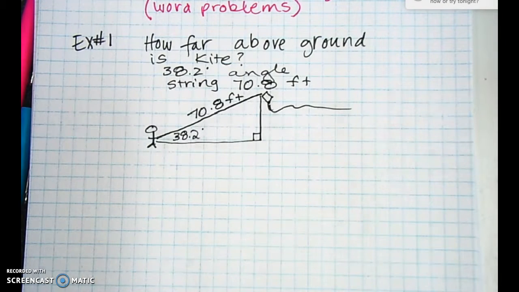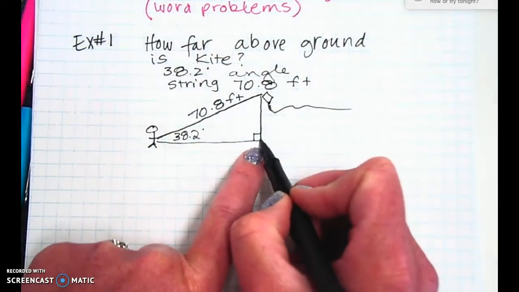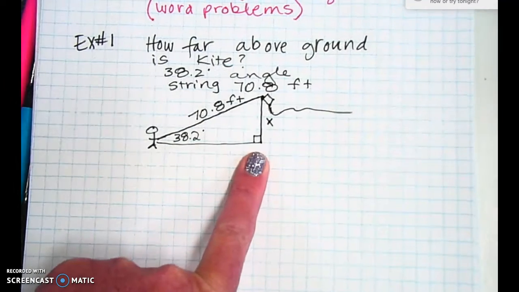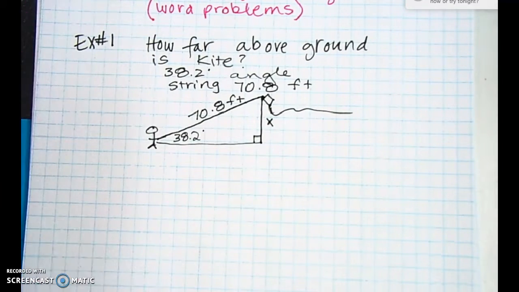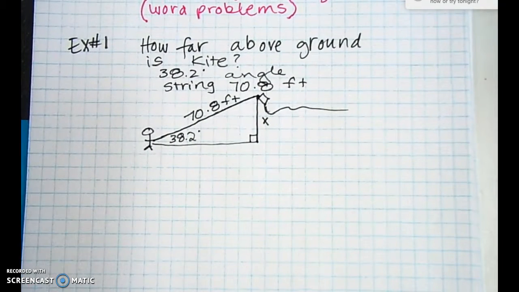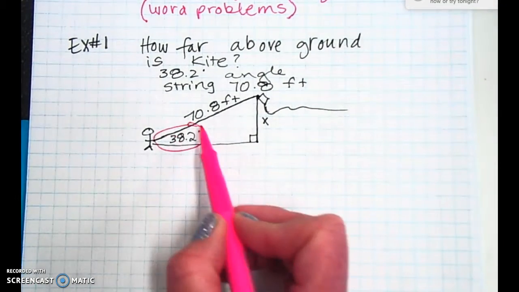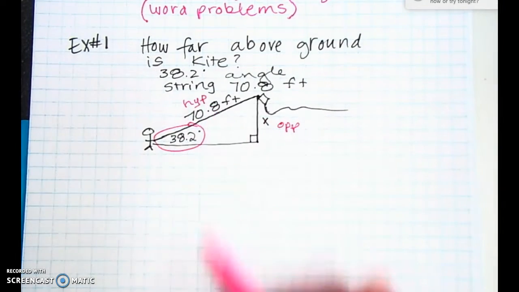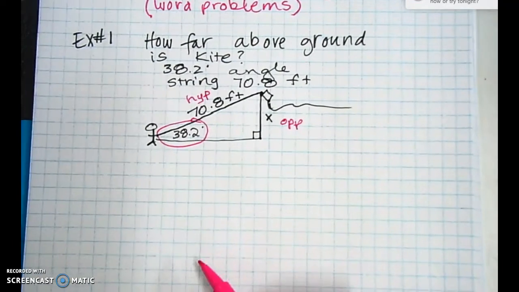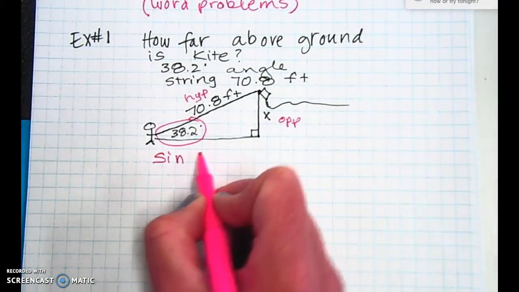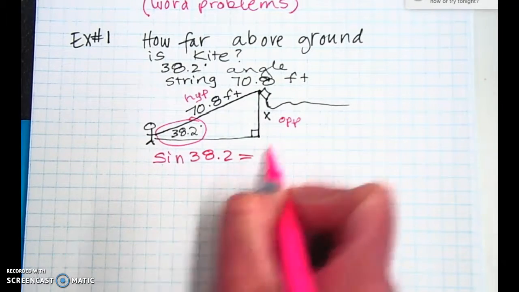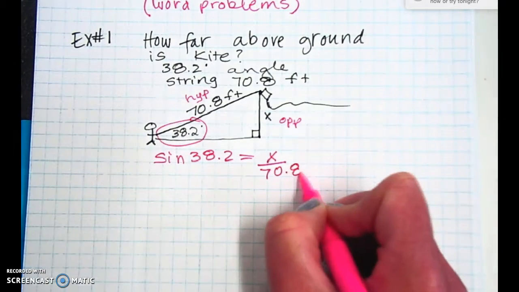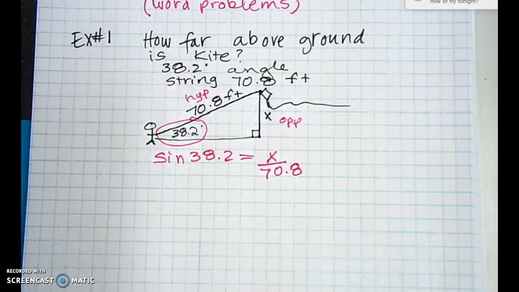They want to know how far above the ground is that kite. So from here straight up, we'll call that side X. Right, so from this angle right here, this is the opposite. This is the hypotenuse. So we're going to use what? Sine. We're going to say the sine of 38.2 degrees is equal to the opposite, which we'll call X, over the hypotenuse, which is 70.8. And we want to solve for X.